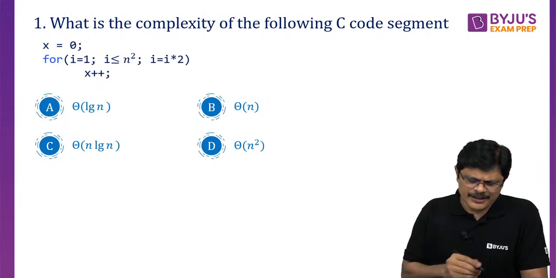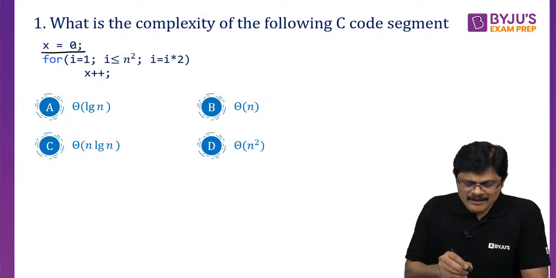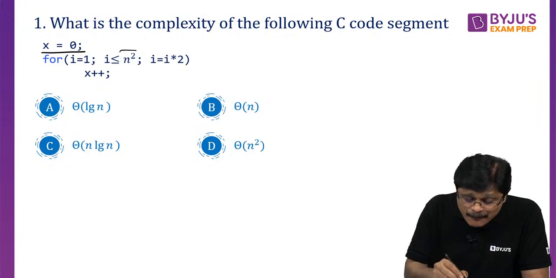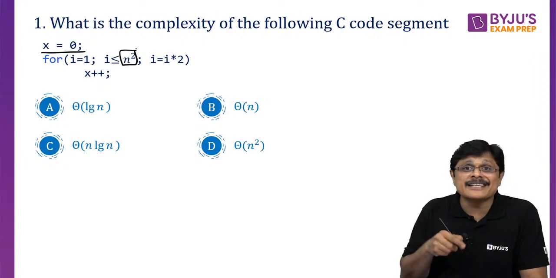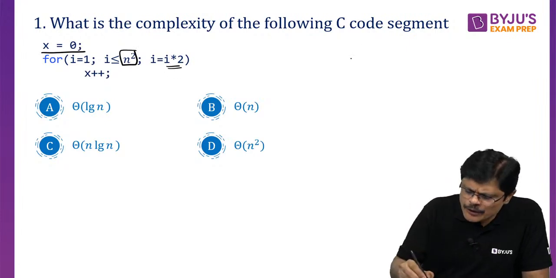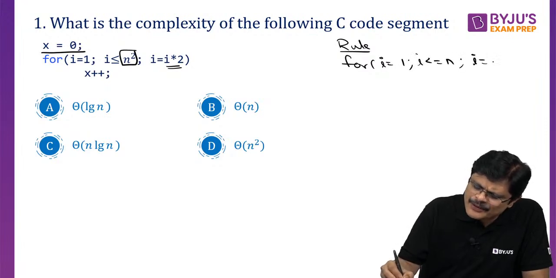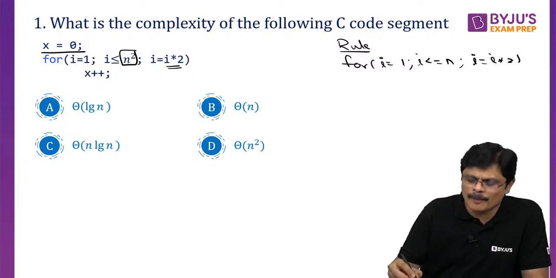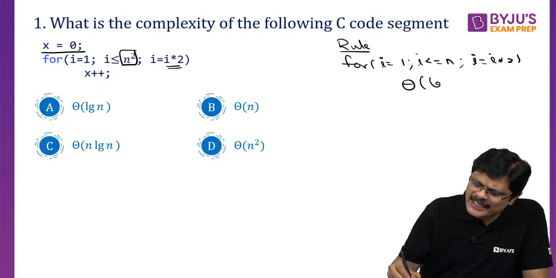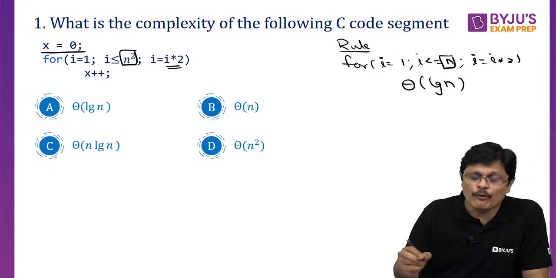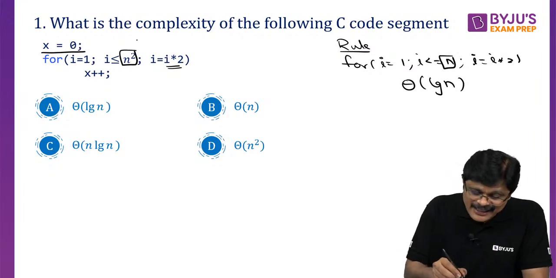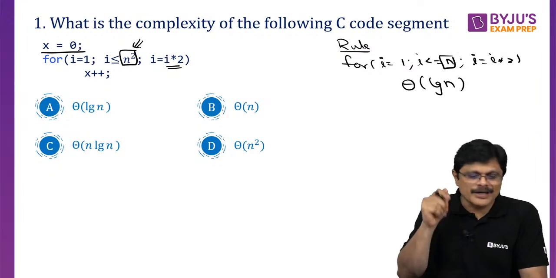Clear? Now look here. x is equal to 0. For i is equal to 1 to, see up to where you are going. It is not n, it is up to n square, and every time you are multiplying i with 2. We know this rule: for i is equal to 1, i less than or equal to n, i is equal to i into 2. For this we know the complexity. What is the complexity for this? Theta log n. But instead of n, what is there? n square. Therefore, what is the complexity?